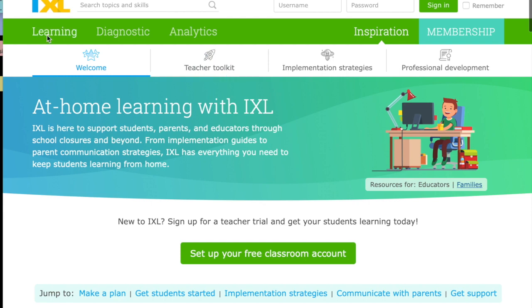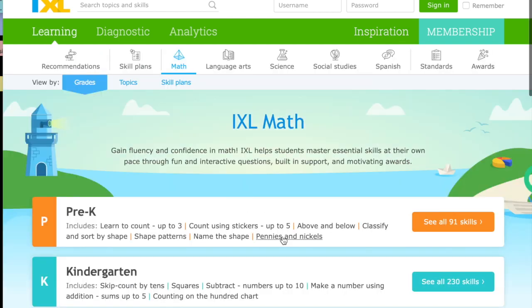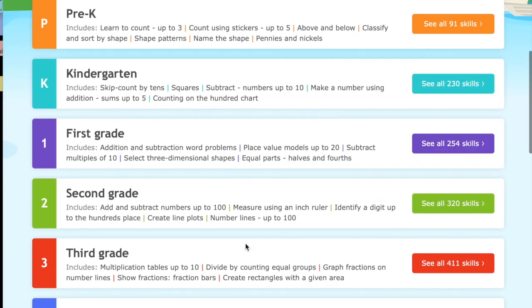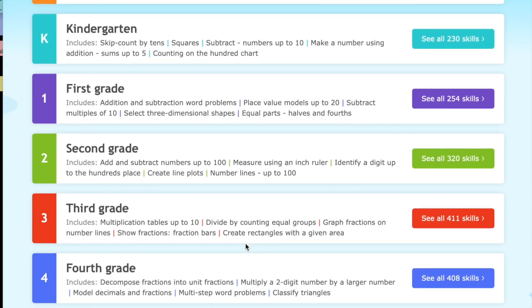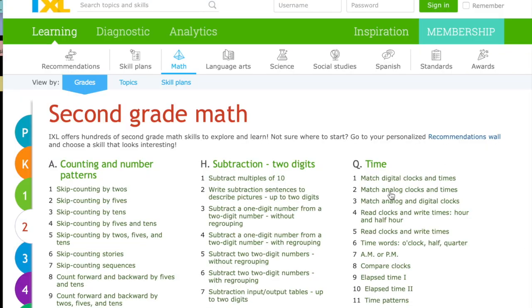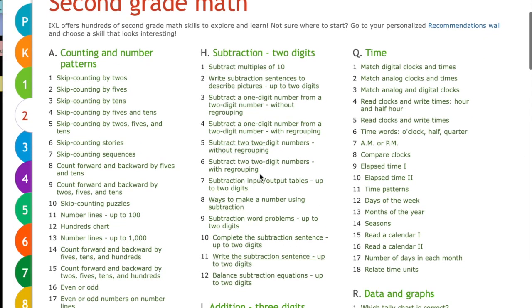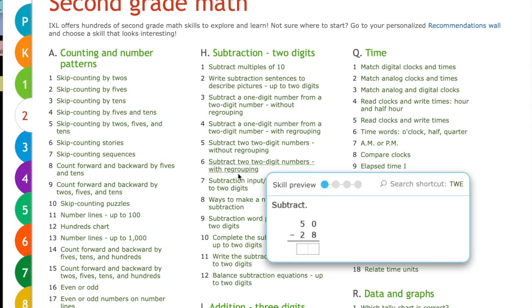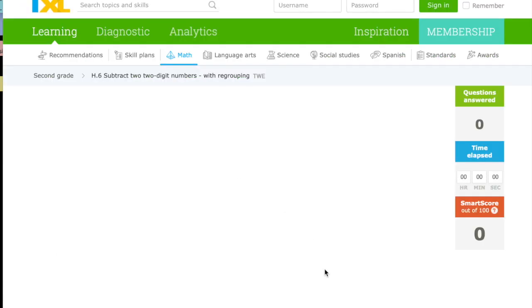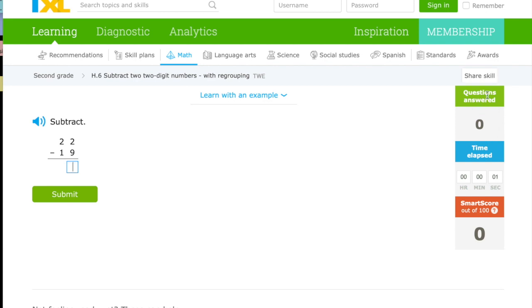What I've noticed with this is, if they learn something and they master the skill, they can move on to the next section, and it kind of adapts to what they do. So we'll just have a quick look in the second grade. For example, let's say this one here, subtract 2-digit numbers. They've got the number of questions answered on this side, they've got a timer, and they've even got the smart score. They can even give the students a break and they can come back later on.